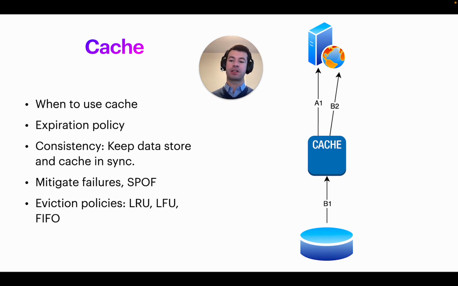We want to keep our persistent data store and cache in sync. What I mean by that is that if we have the data A in cache and we have the data A in the database, and then a write request comes in and A becomes A1, we want to reflect that change in the cache. If we don't, we still have the data A in the cache, but it is stale data. And we don't want to respond with outdated data to our users.